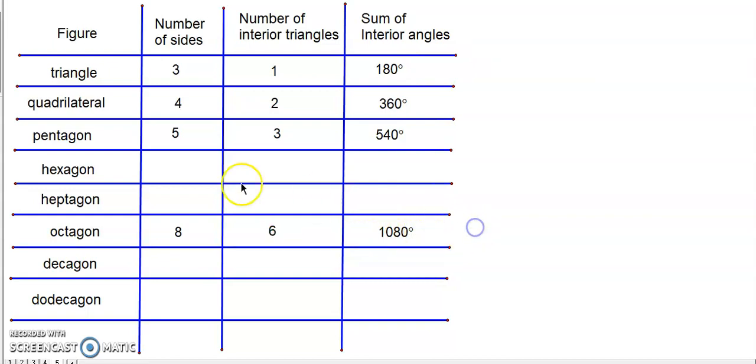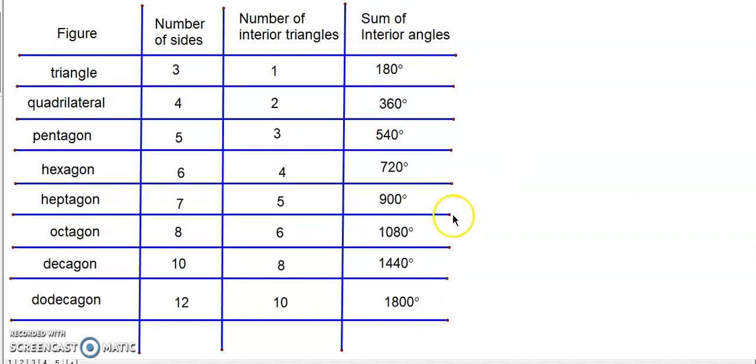Now pause the video and figure out each one of these. A hexagon, heptagon, decagon, and dodecagon. How many sides does each one have? How many triangles on the inside can we make? And then what is the sum of the interior angles? So pause the video, try it out yourself, and then we'll write the answers.